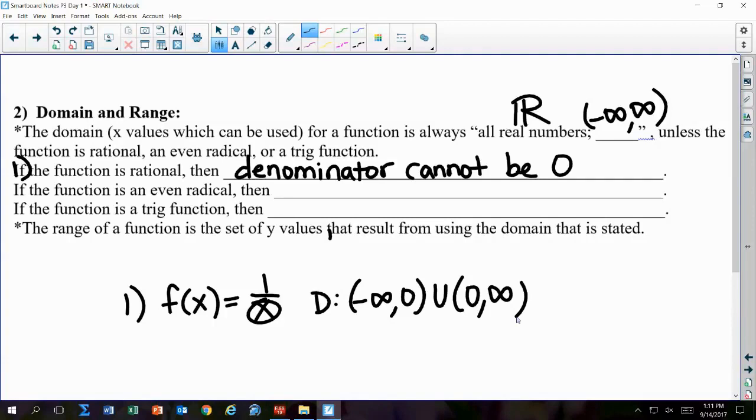All right, the second problem we run into is if the function is an even radical. If the function is an even radical, like square root, you cannot have a negative value under the radical.